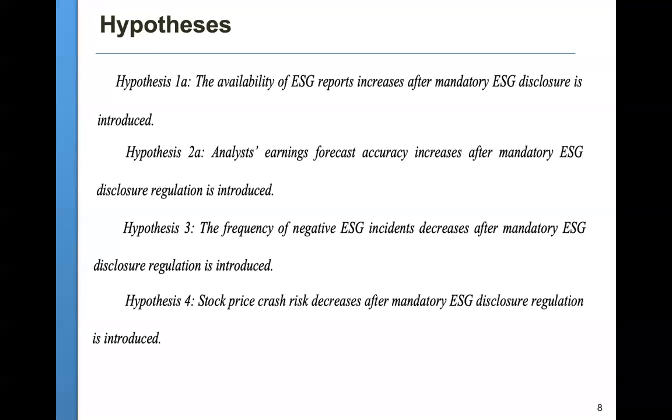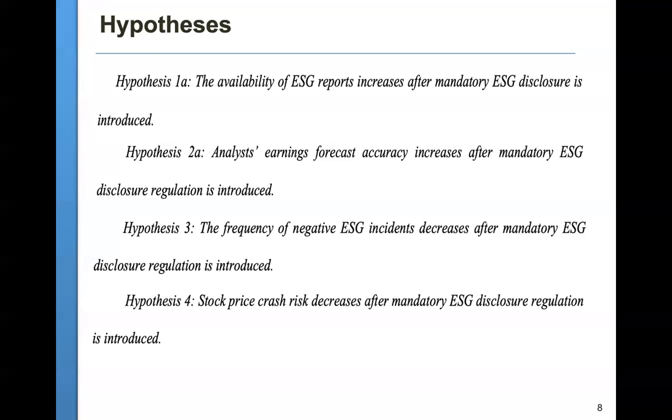And the last one will be the negative information hoarding. We use the stock price crash risk to mirror the negative information hoarding. Literature shows that managers have a tendency to hide negative information, but they cannot hide it forever. Once the accumulated negative information reaches a tipping point, all of it will be released to the market all at once, which results in a sharp drop of stock price. We refer to it as a stock price crash.